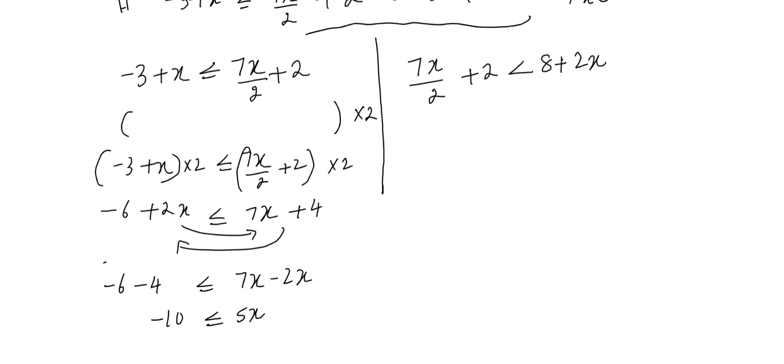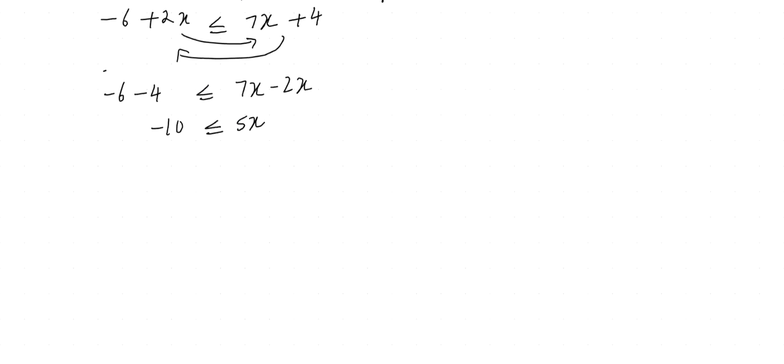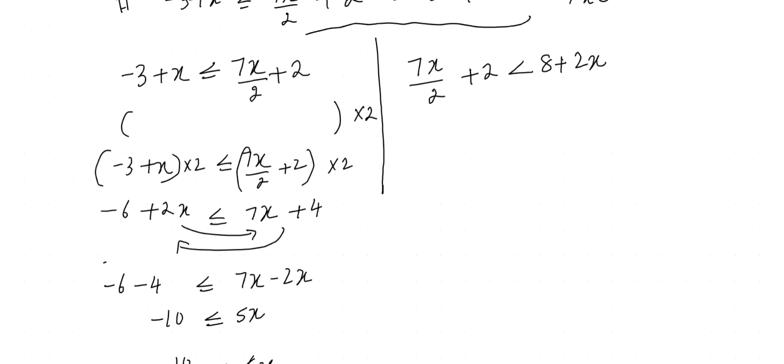Divide both sides by 5. Minus 10 by 5 less than or equal to 5x by 5. So you get minus 2 less than or equal to x. So one part of the solution we got, we know that x is greater than or equal to negative 2. So now let's go and see what happens to the other side.